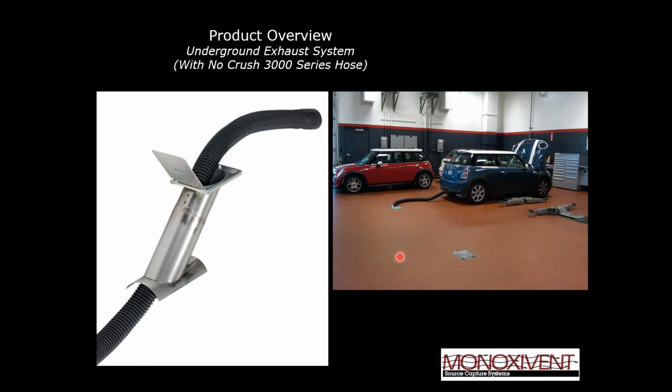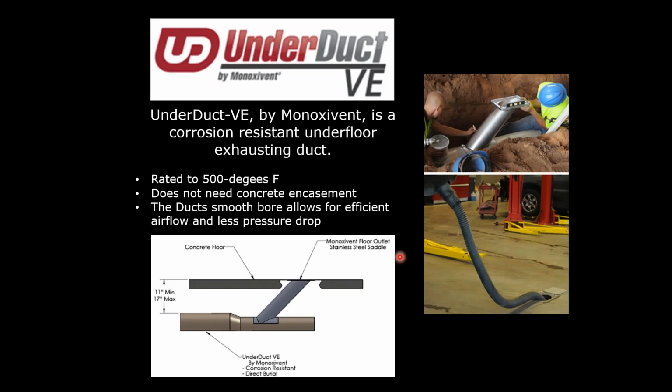Well, what we've done to overcome that, we've invented what we call our Underduct VE. It's a fiberglass reinforced plastic ductwork designed to handle the temperatures that you'll see in vehicle exhaust, but it is not negatively impacted by the corrosive nature of the earth, right? So it'll handle up to 500 degrees Fahrenheit. And as you see here, it will be there as long as the building is there. It will not deteriorate as far as the construction of the ductwork itself.